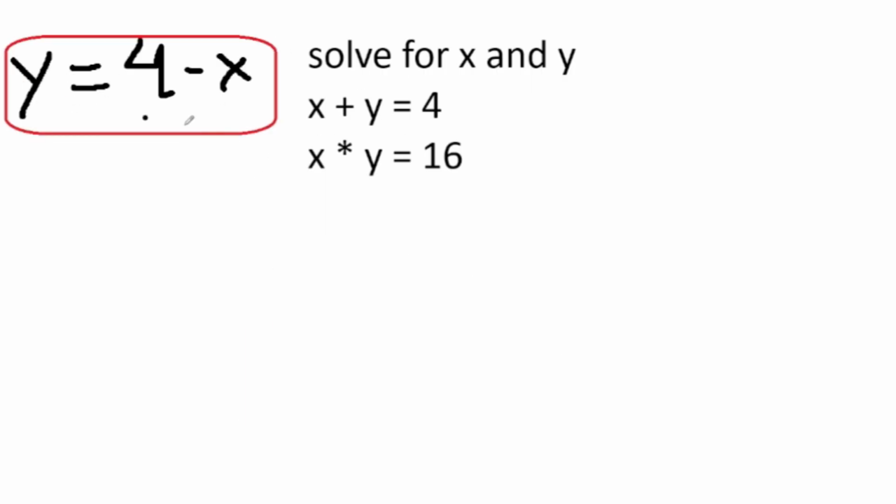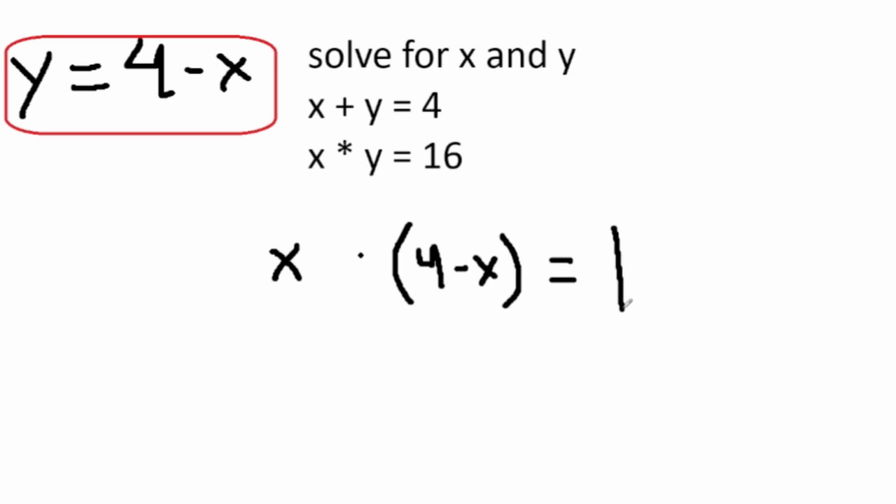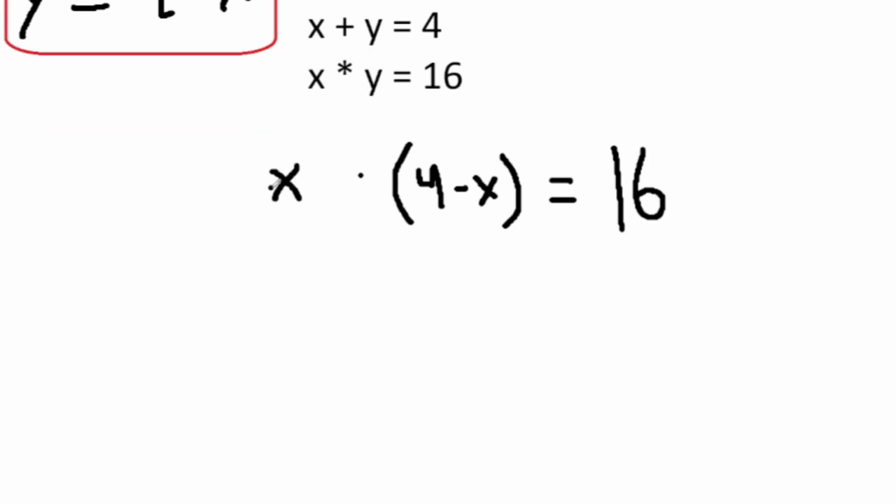Okay, now let's substitute y in for this value. So we have x times y, which is also equal to 4 minus x, is equal to 16. From here we can distribute x to each side, so x times 4 is equal to 4x, and x times x is equal to x squared. All of this is still equal to 16. Hopefully you see where this is going. It's turning into a quadratic.